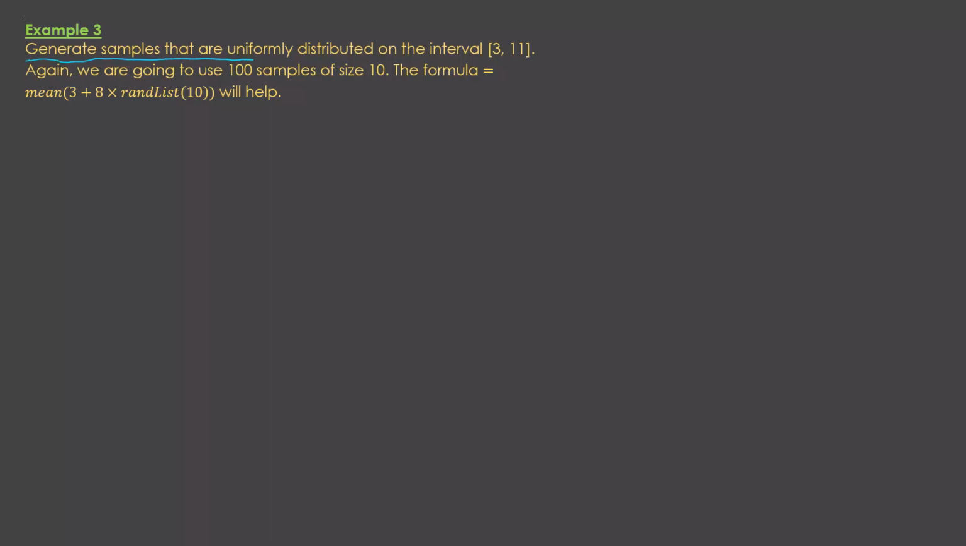Generate samples that are uniformly distributed on the interval 3 to 11. Again, we are going to use 100 samples of size 10. The formula equals mean 3 plus 8 times rand list 10 will help.